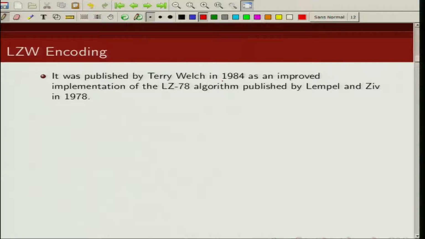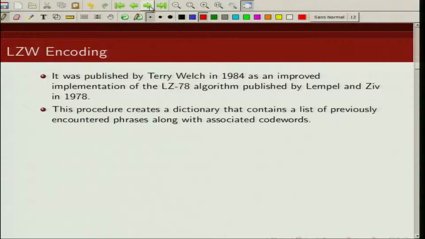In 1984, Terry Welch published an improved implementation of Lempel-Ziv 78 algorithm, which was published by Lempel-Ziv in 1978, and we are going to talk about this algorithm. In this algorithm, we create a dictionary that contains a list of previously encountered phrases along with their associated code word. So we are going to create a dictionary of previously encountered phrases and we'll put them in the dictionary.